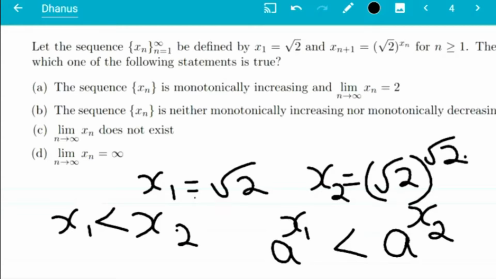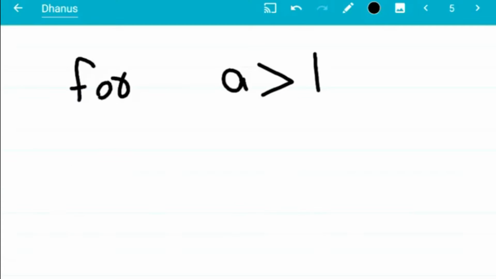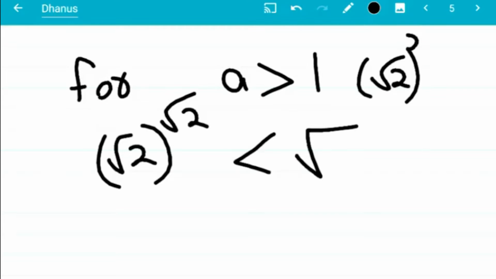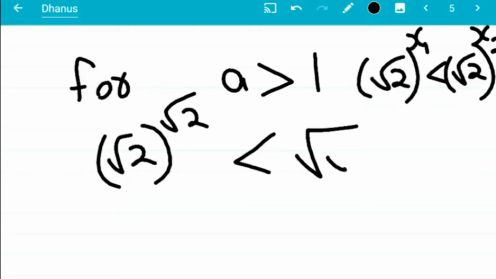x1 less than x2 implies a raised to x1 less than a raised to x2 for a greater than 1. Instead of a, here we are using root 2. So root 2 raised to x1 is less than root 2 raised to x2.